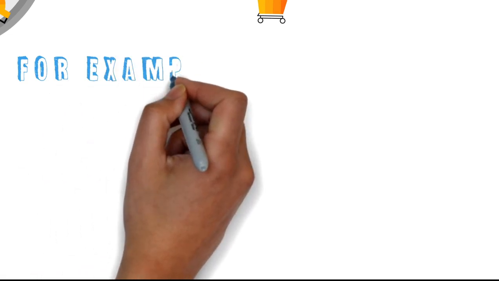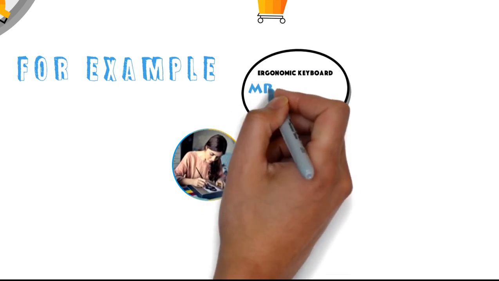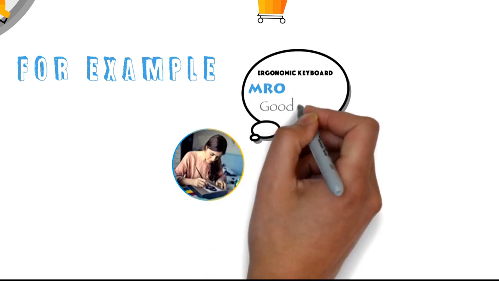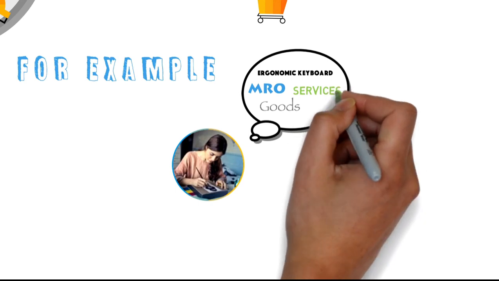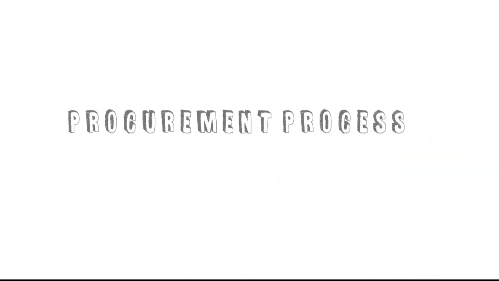Okay, let's try out an example. Sandy needs to buy new ergonomic keyboards for her department. This is just one example among many of the processes that can be covered by procurement, including MRO, goods, and services purchasing. Alright, so let's talk about the procurement process for a moment.